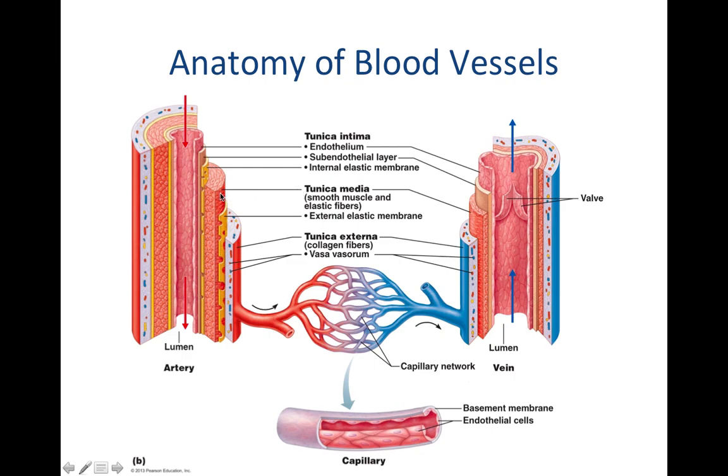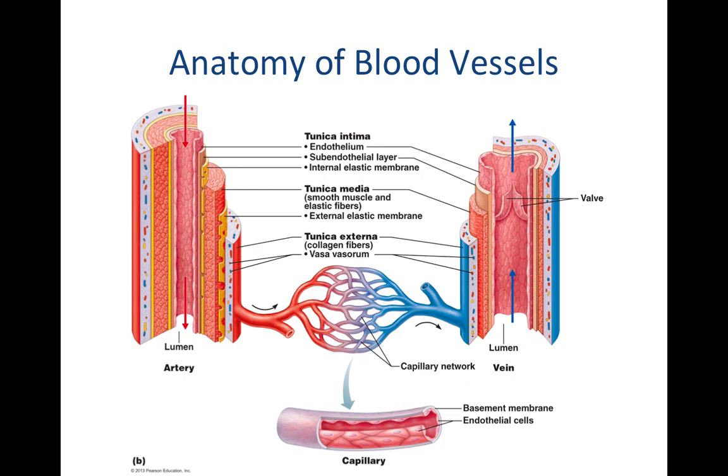The tunica media in arteries will have quite a bit more smooth muscle compared to the smaller layer of smooth muscle in the tunica media of veins. You'll also see another elastic membrane, the external elastic membrane right here, and that is lacking in the vein. Tunica externa will be a little bit thicker in veins compared to arteries, and this is the location of the vasa vasorum, which are the very tiny blood vessels that serve your very large arteries and veins.